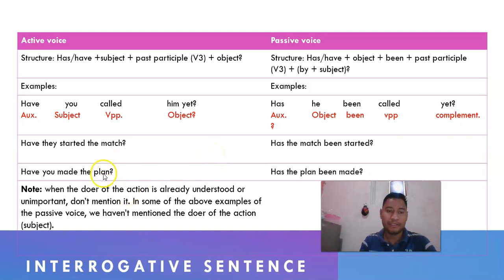Okay. Another example. Have you made the plan? Has the plan been made? Okay? Remember: when the doer of the action is already understood or unimportant, don't mention it. In some of the above examples of the passive voice, we haven't mentioned the doer of the action, the subject.